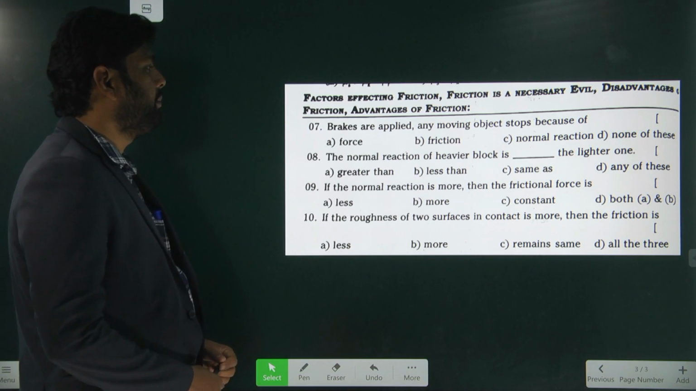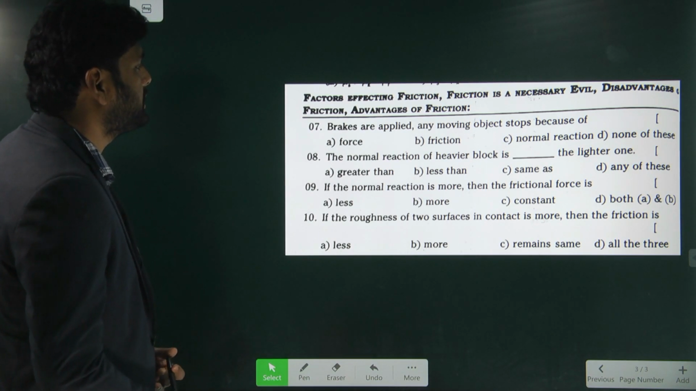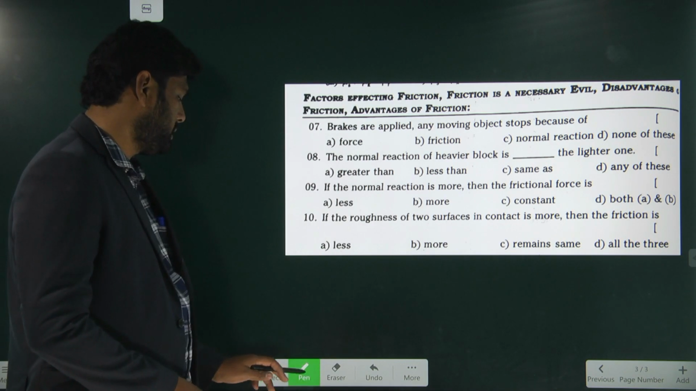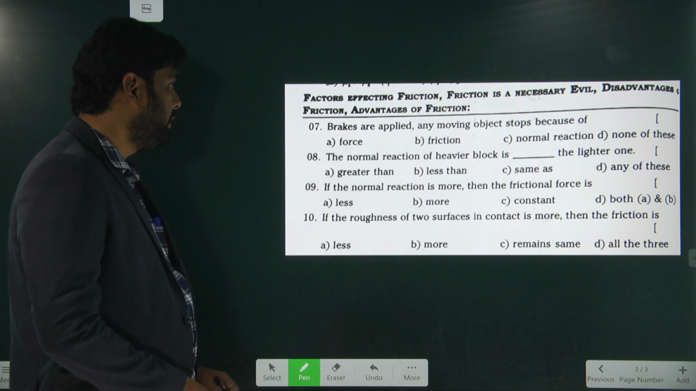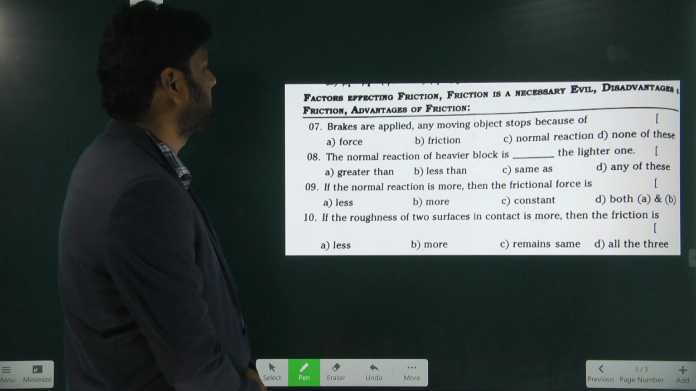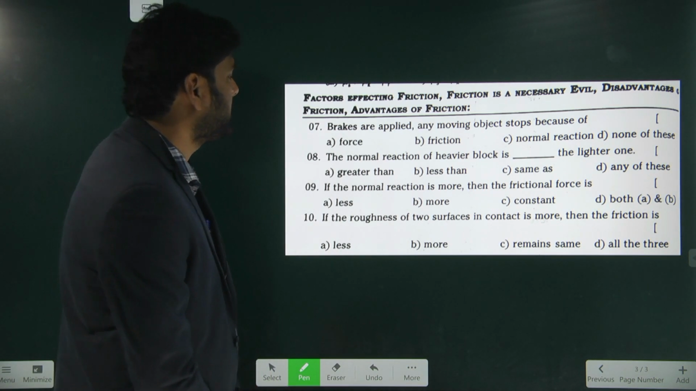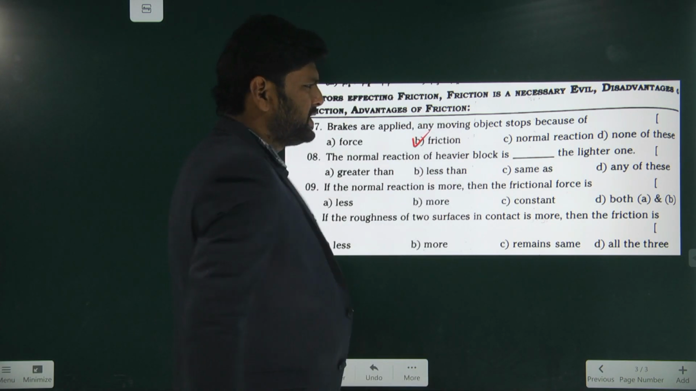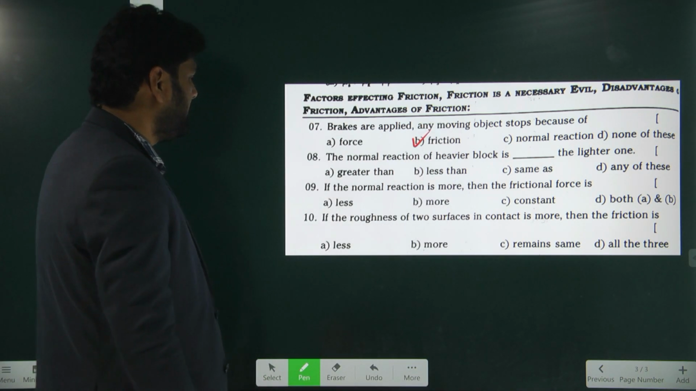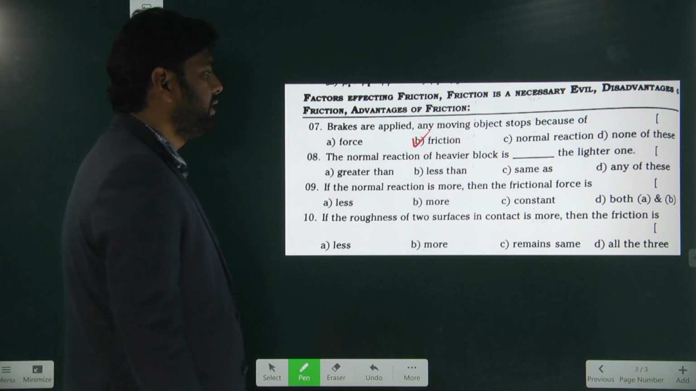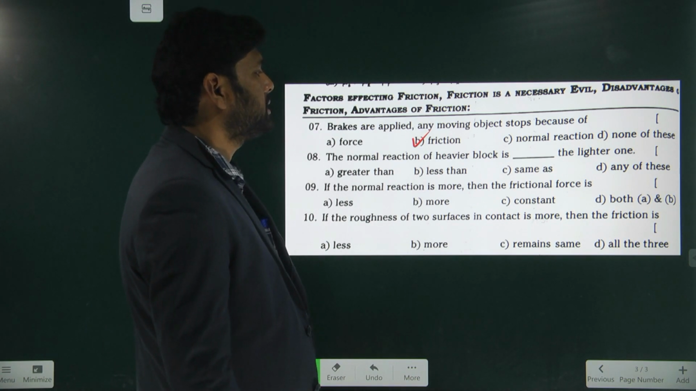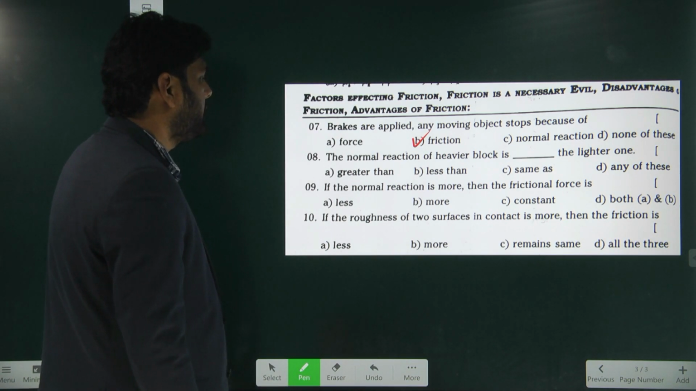Now, brakes are applied. Any moving object stops because of what? Because of friction, simply. Next, the normal reaction of the heavier block is dash the lighter one: greater than, less than, same as, any of these.